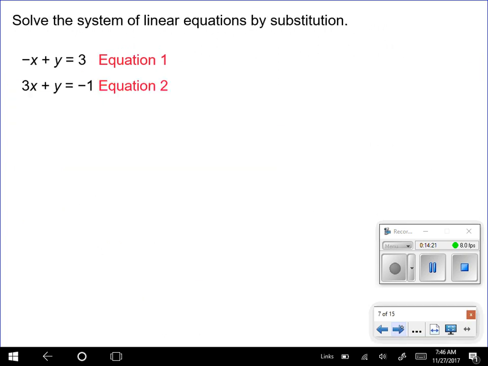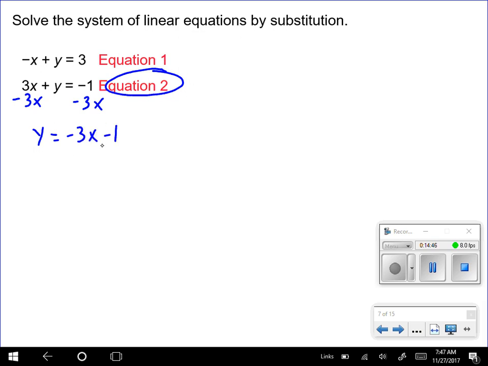All right, last example for you, just for sake of time. Okay, so you can make this decision. What do you want to get alone? Here, in both cases, it'd be easiest to get y alone one way or another. Whether you start with equation 1 or equation 2, doesn't matter. Let's just start with equation 2 since we haven't done that yet. So I'm going to subtract 3x, and we get y equals negative 3x minus 1.